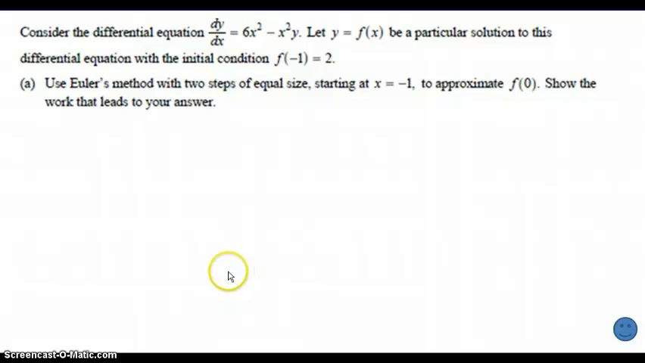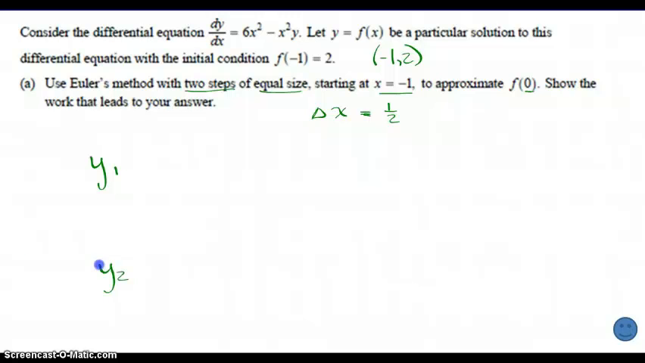So finally, consider the differential equation dy/dx equals 6x squared minus x squared y. Let y equals f of x be a particular solution to this differential equation with the initial condition (-1, 2). So they look a lot alike. Use Euler's method with 2 steps of equal size starting at x equal negative 1 to approximate f of 0. So now our change in x is going to be a positive 1/2 because we're taking 2 equal steps. We're starting at negative 1, headed to 0. That's in the positive x direction. So we'll have y1, we'll have y2.